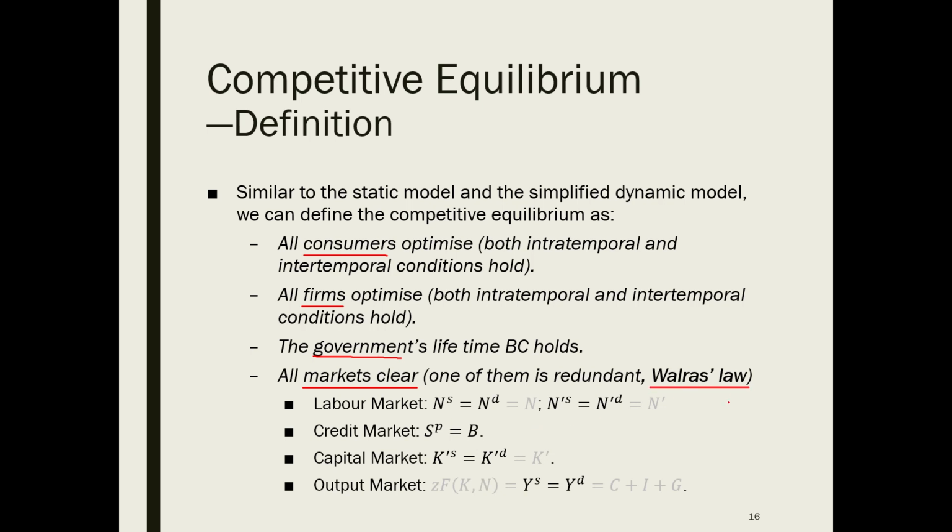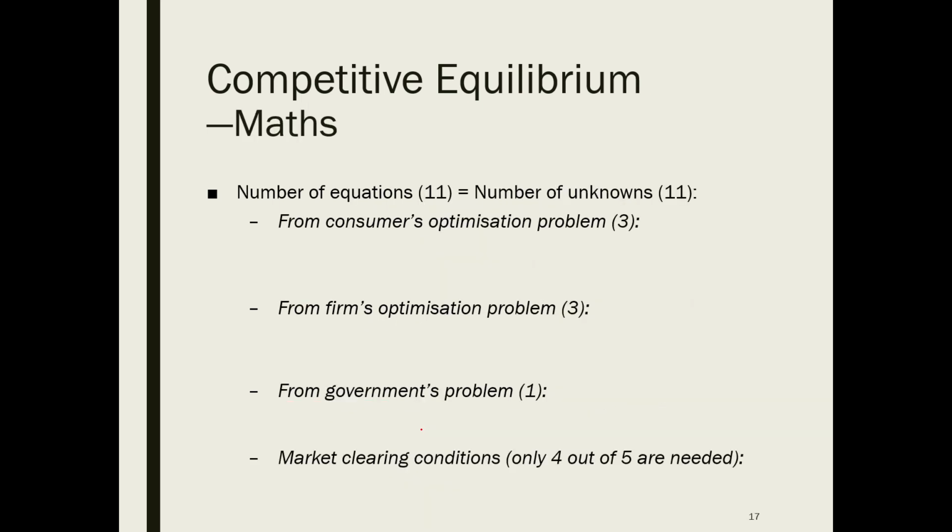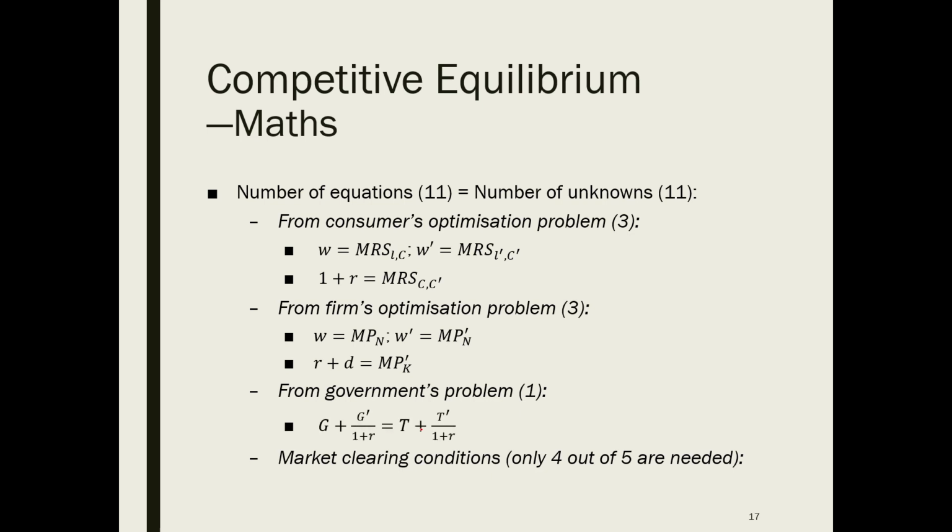According to the Walras law we have mentioned many times before, one of the market clearing conditions is redundant. Mathematically, once we simplify and collect all the equilibrium conditions, we will have 11 equations for the 11 unknowns in our case. There are 3 conditions from the consumer's optimization problem, 3 from the firm's optimization problem, 1 from the government, and 4 independent market clearing conditions.